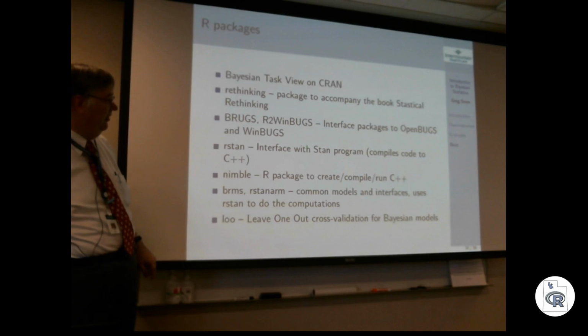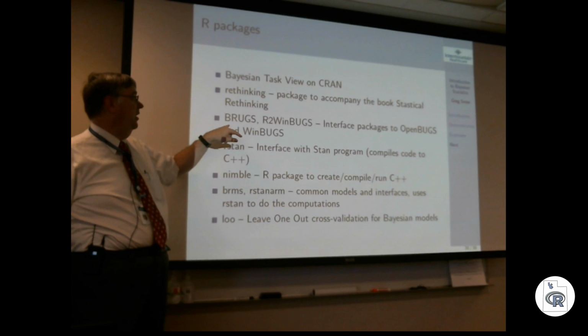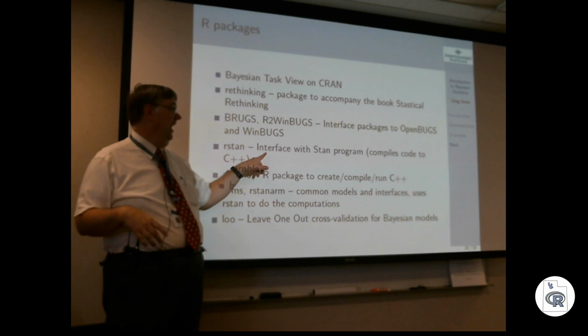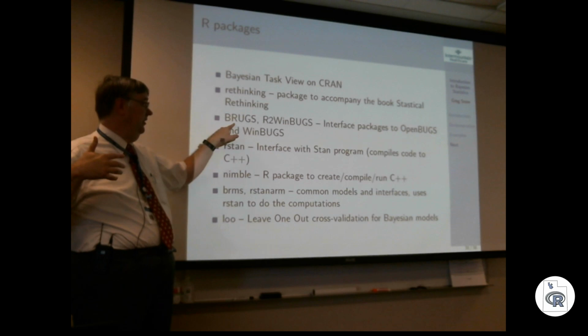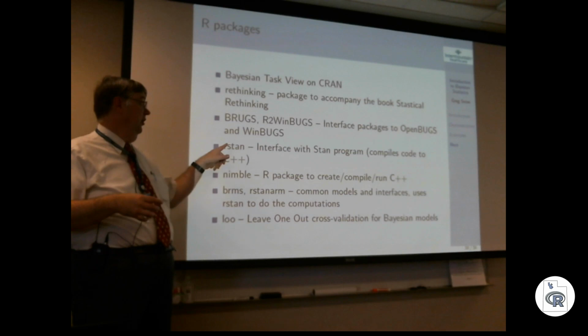For R packages, there's a Bayesian task view on CRAN, which has a whole big long list. That's the comprehensive one. Rethinking goes with that book. BRugs, R2WinBUGS, and WinBUGS are all interfaces to OpenBUGS or WinBUGS. Again, external things. RStan is the one that I'm using most nowadays. It interfaces with the Stan program, which compiles to C++ code, so it tends to run quicker than the BUGS approaches. A newer package in pure R is Nimble, which also compiles C++, but it's the R code that writes the C++ and then compiles it, whereas RStan sends the code to Stan, which creates the C++ code and compiles it.